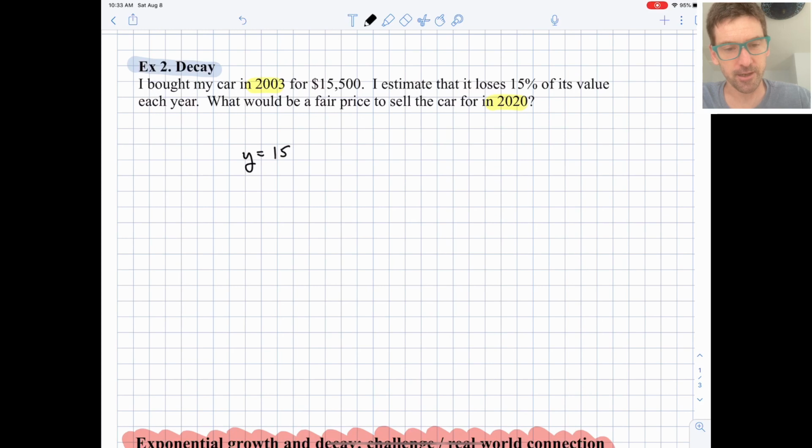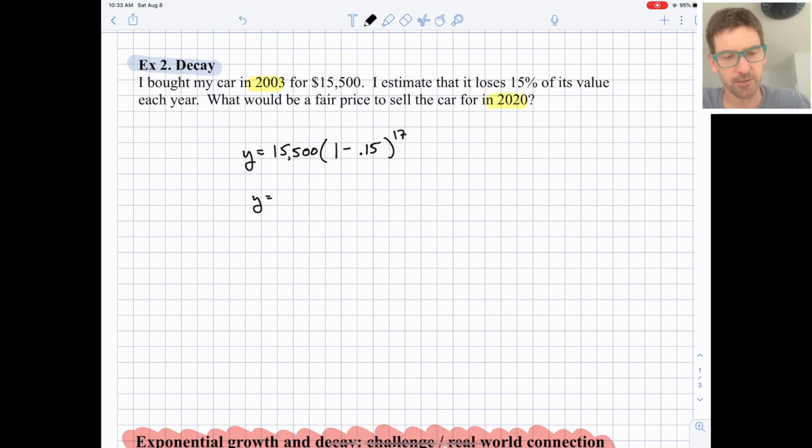It looks like our starting value is going to be 15,500. And then we need to think about what our multiplying factor is. So I'm going to write this out as losing 15% per year, so losing 0.15. So this is going to end up being 15,500 times 0.85 to the 17. So every year that goes by, the value of our car gets multiplied by 0.85 compared to what it was the prior year. Does that make sense? Every year that goes by, the value of our car gets multiplied by 0.85.